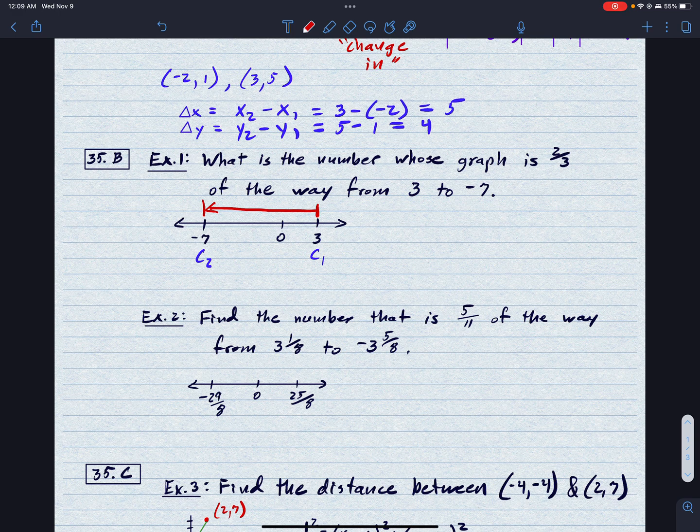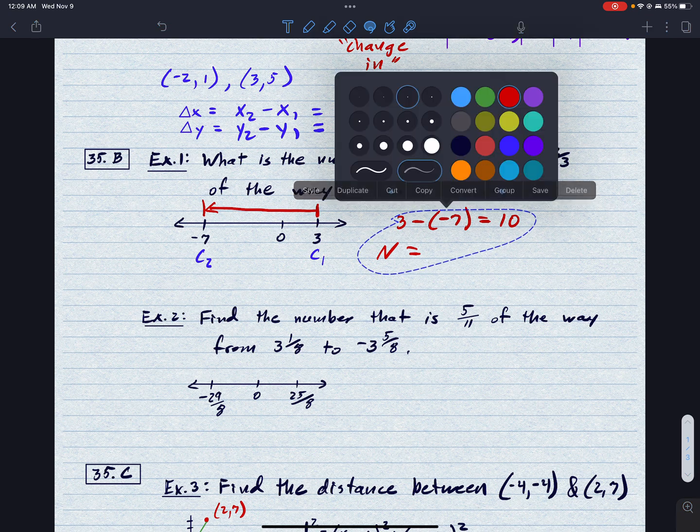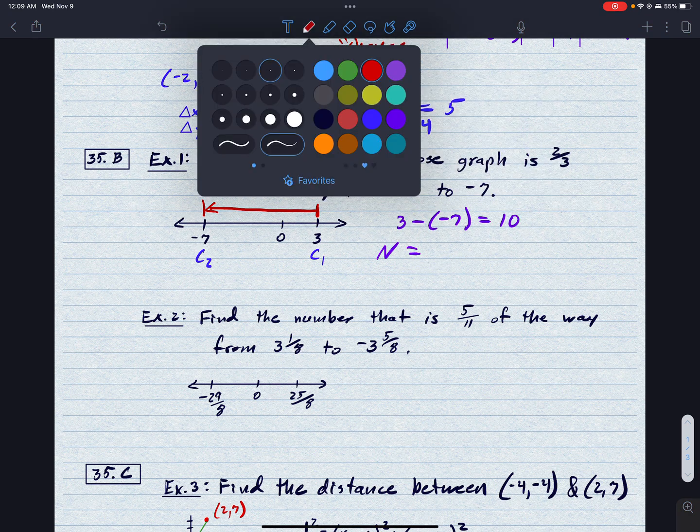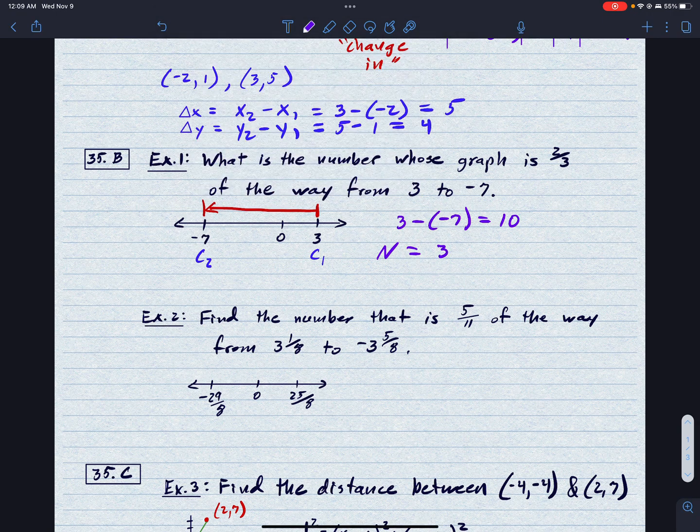Well, first thing I need to do is find that distance. So I would, again, subtract the two values. So we could go, let's say 3 minus negative 7, which gives me 10. The distance is 10. Now I need to know the number. The number that is 2/3 of the way from 3 to negative 7 is a number that starts with 3. Again, starts with 3. This is our starting point.